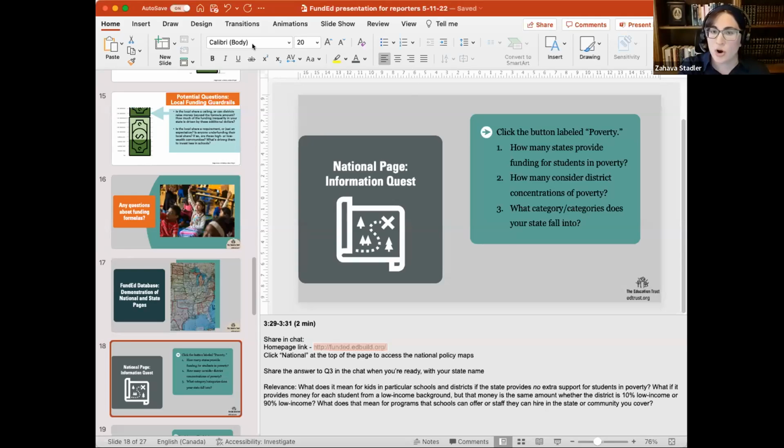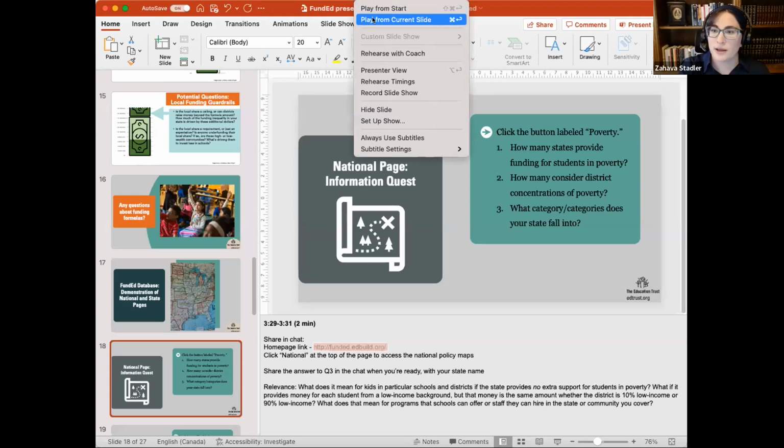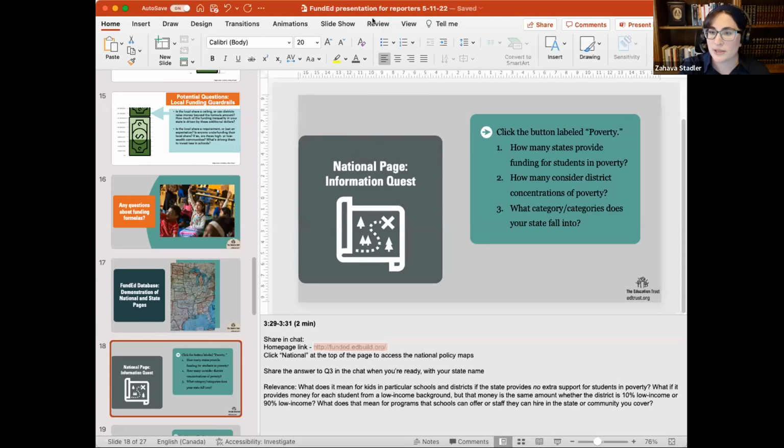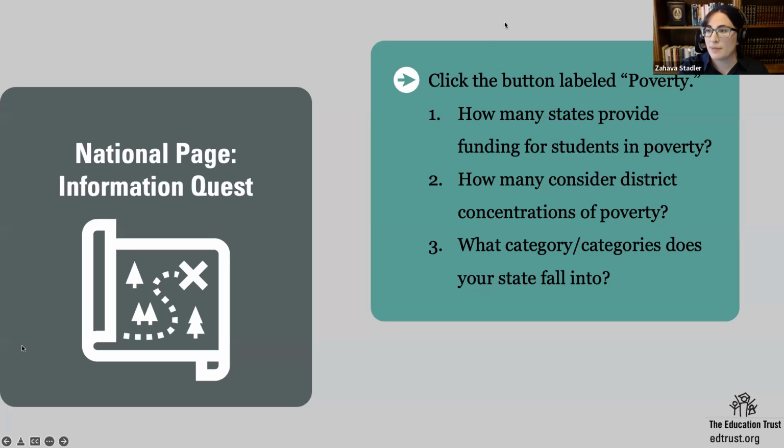And just pulling up the slides one more time. Hopefully everyone has been able to navigate to the website and click national at the top. If anybody hasn't managed to do that, please chat me. And as you can see, what I'd like you all to do is just do a little bit of an exercise to find a piece of information.